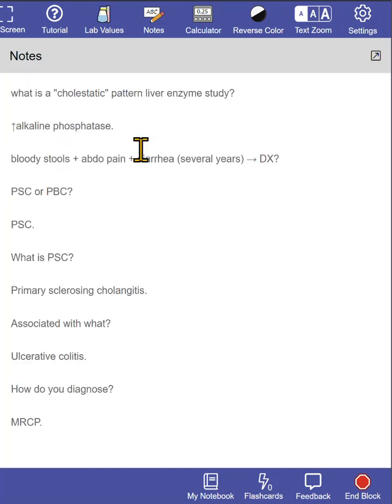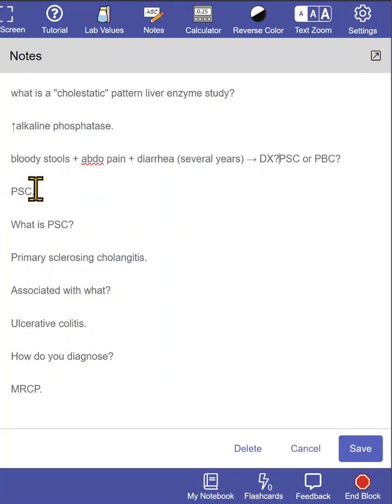Okay. What is a cholestatic pattern liver enzyme study? Increased alkaline phosphatase would be your clue there for a cholestatic pattern. And then bloody stools plus abdominal pain plus diarrhea for several years. What's the diagnosis? It's going to be PSC or PBC. So the answer is PSC. What is PSC? It's primary sclerosing cholangitis. And what is it associated with? Ulcerative colitis.